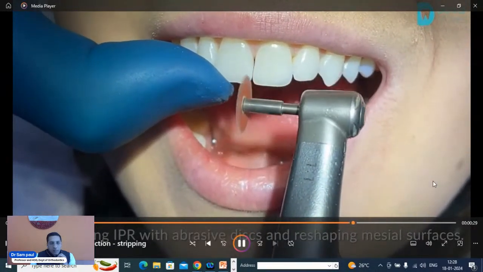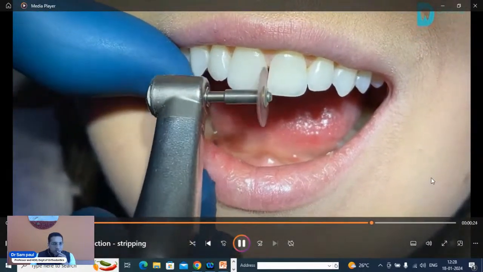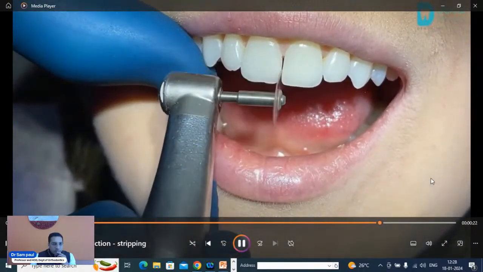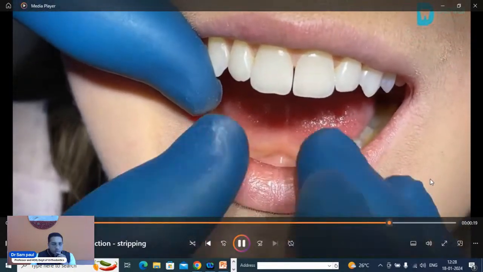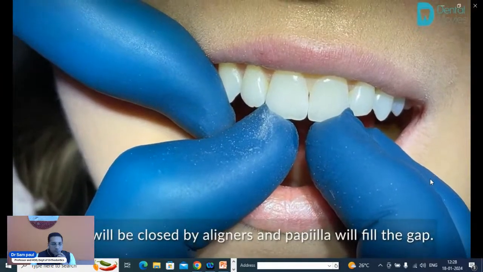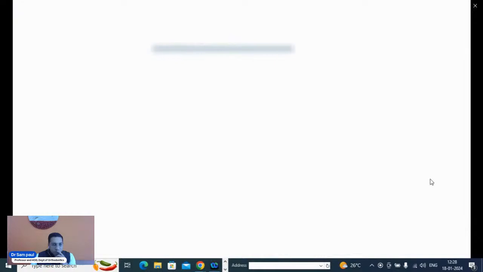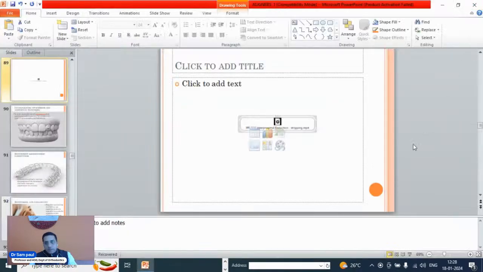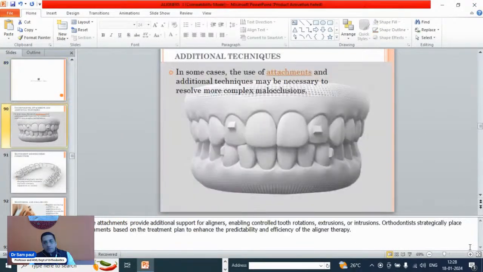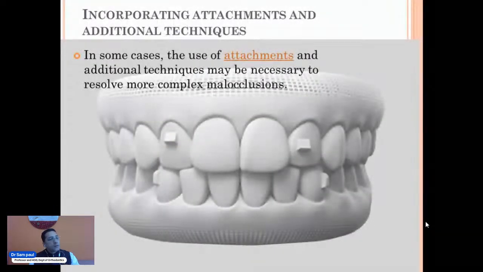You can use an abrasive disc for reshaping on both the mesial surfaces. Yes, can you see that? Yes. We have around 10 to 15 minutes more, I think. Okay.